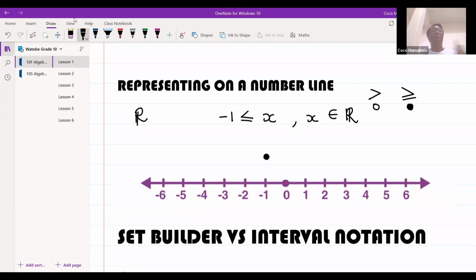Okay, so now I need to ask you guys, is my arrow going to the left or to the right? Left or right? Rita says left. What do you guys think? What does everyone else think? Everybody says left. We need to think about this one.